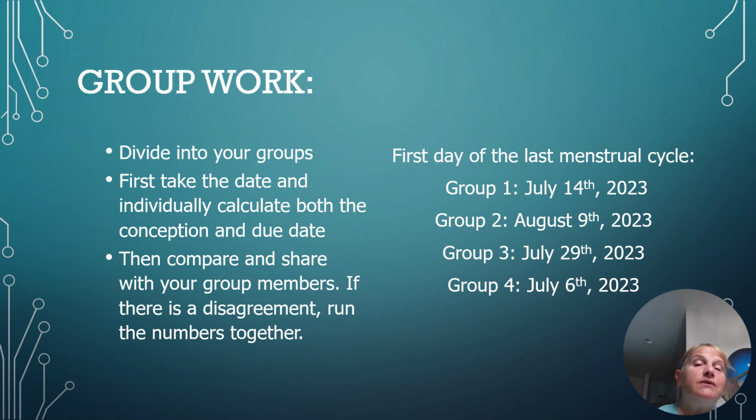Then we're going to compare and share with our group members. First, you're going to do it individually. Then we're going to say, okay, did everybody come up with the same date? And if there is disagreement, run the numbers together. See what happened, see where the calculations may have gone wrong. So here are your group numbers. Here are the dates I want each group to use. We're going to go back to the calendar, and I want you to use the calendar that we had in this particular presentation.